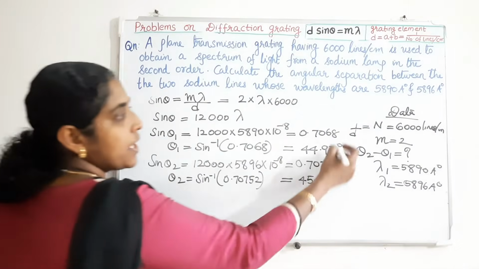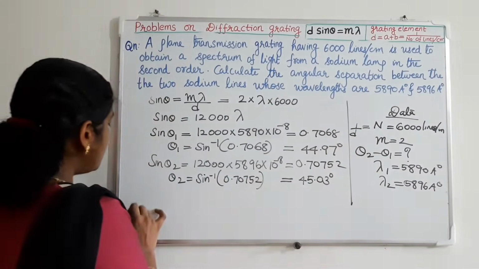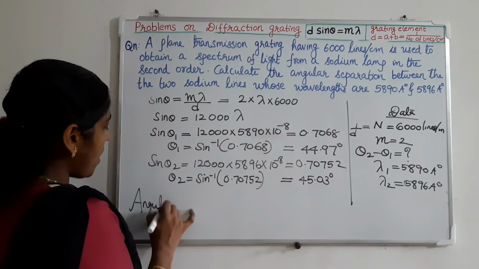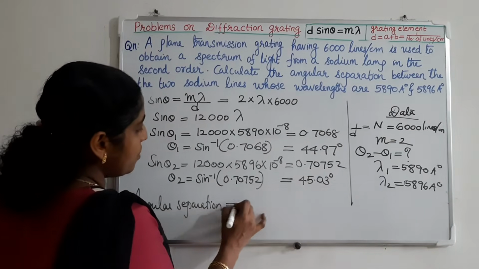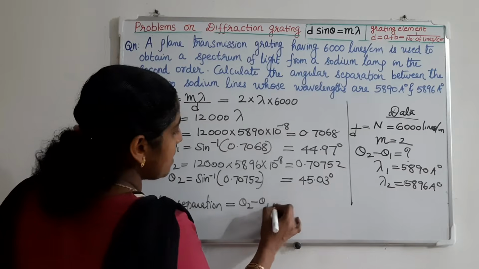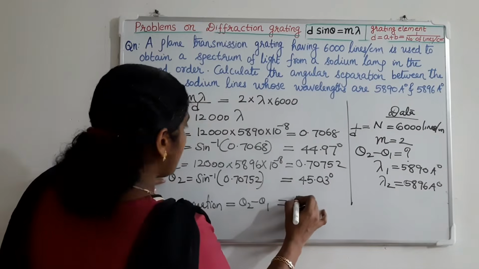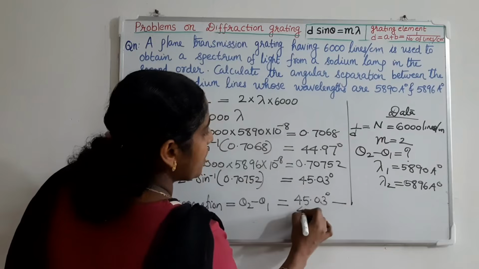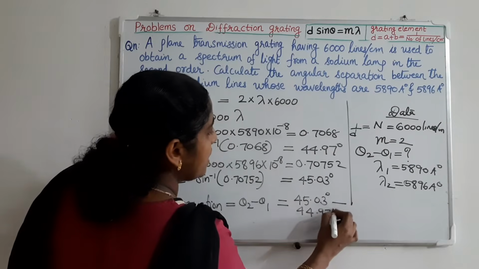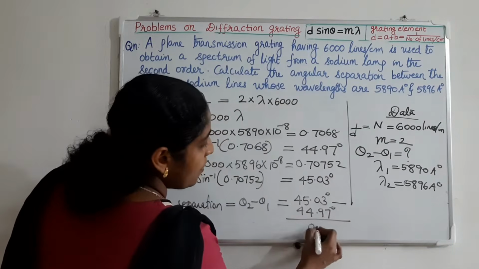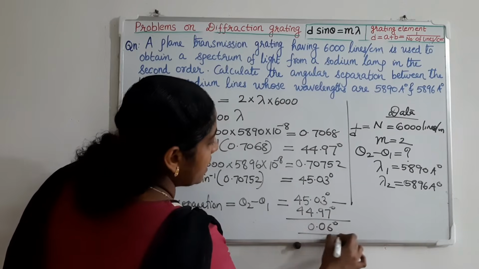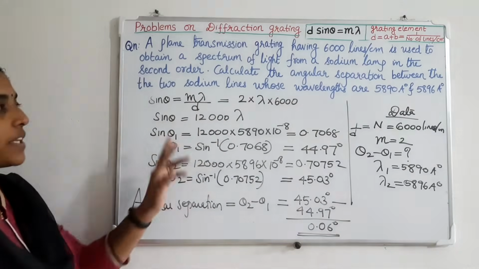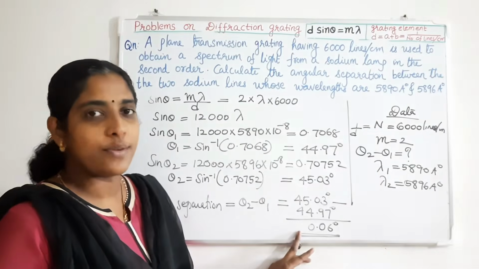So we can find out the angular separation, theta 2 minus theta 1. So angular separation is equal to theta 2 minus theta 1, that is equal to 45.03 degree minus 44.97 degree, that is equal to 0.06 degree. So the angular separation for the given question is 0.06 degree.